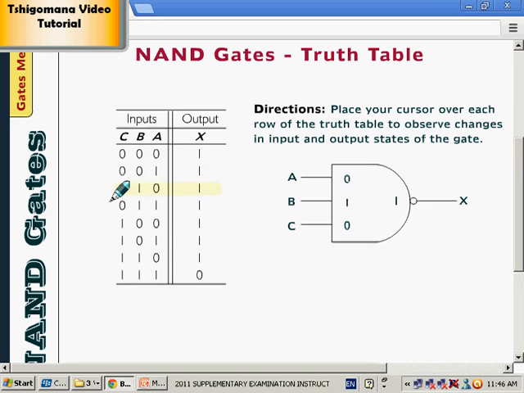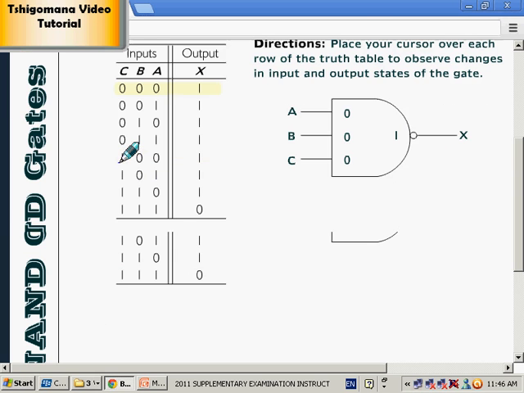Right, that is basically what you see. When all the inputs are 1, the output is 0. But when all the inputs are 0, the output is 1. Which means that the NAND gate is the opposite of the AND gate. Now you must know how to draw the diagram and how to interpret it.